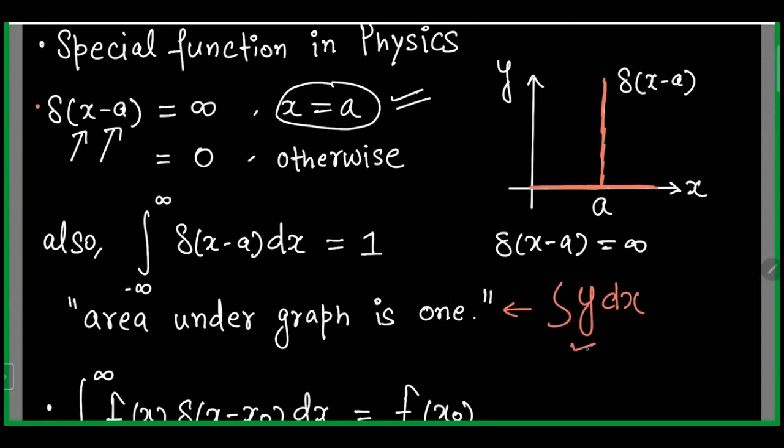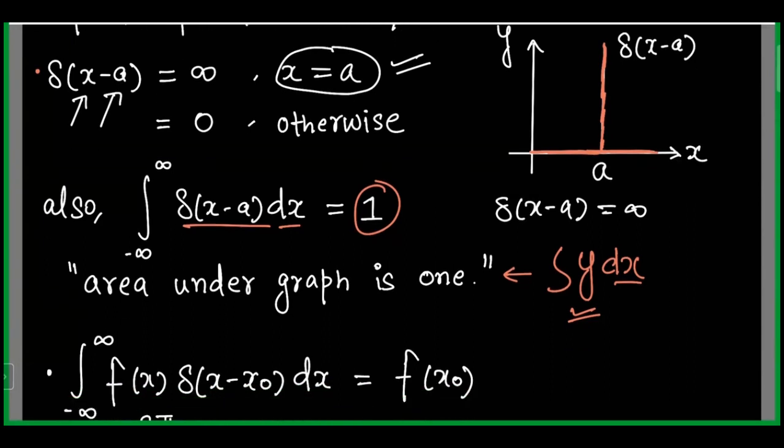So this is your area under the graph. What is your y here? y is delta x minus a. And what is your dx? dx is dx. So if you find this area, you should get an answer of 1. So in order to completely define the Dirac Delta Function, you need two definitions. Number one, that your Dirac Delta Function is infinity when x is equal to a. Now this a can be anything: a can be 1, 2, 3, minus 1, minus 2, minus 3, and so on. And second, the area of this graph is 1. It means the integration of delta x minus a dx gives you an answer of 1. So these two definitions make a complete definition of the Dirac Delta Function.